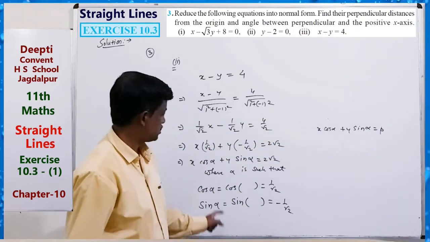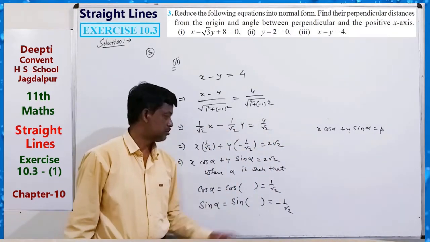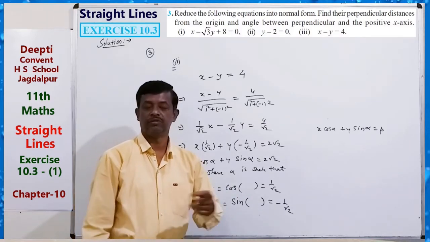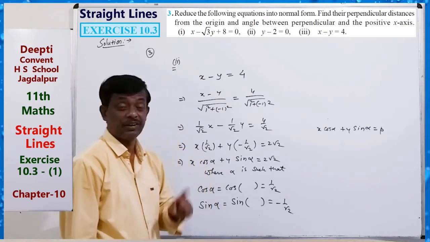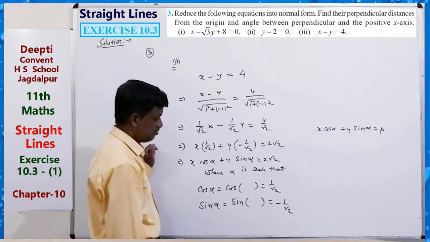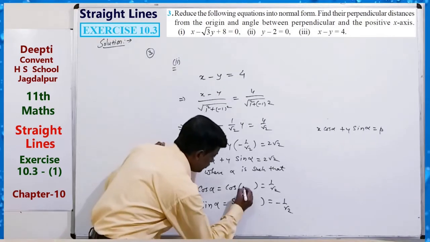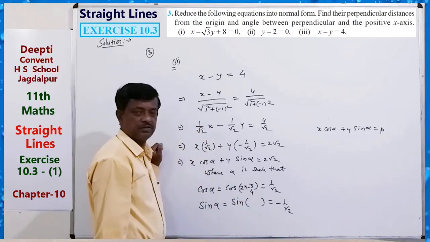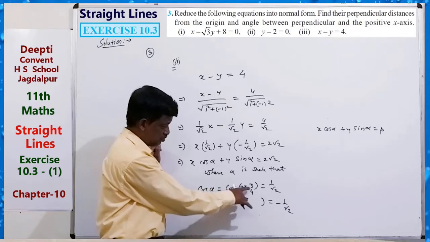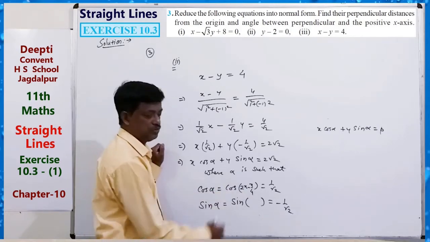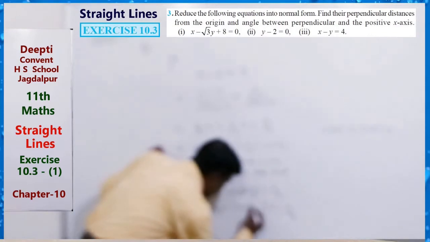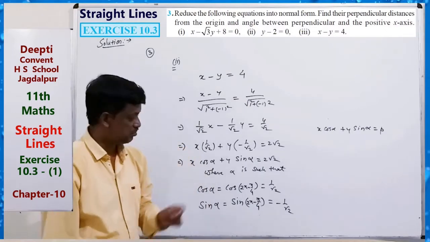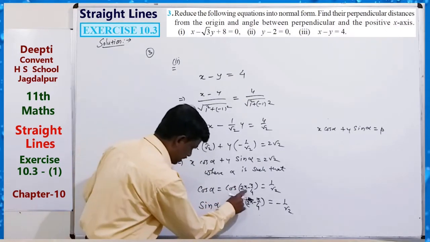We know cos pi by 4 equals 1 upon root 2. Sin pi by 4 equals 1 by root 2, but not minus 1 by root 2. For getting minus 1 by root 2, we know cos of 2 pi minus pi by 4 equals cos pi by 4 equals 1 by root 2, and sin of 2 pi minus pi by 4 equals minus sin pi by 4, so minus 1 by root 2. So this is the angle.